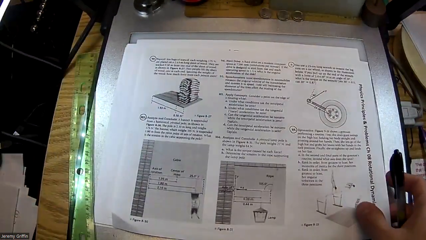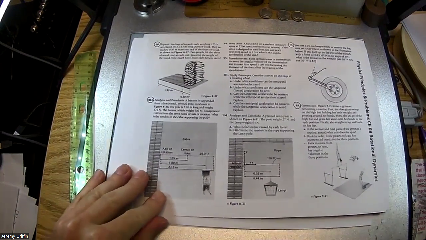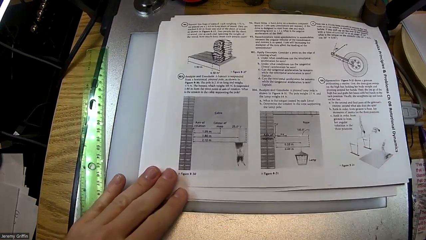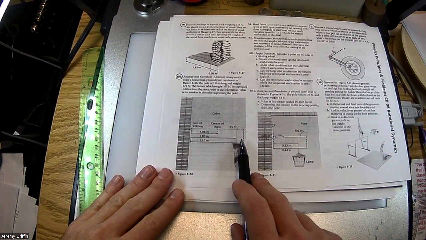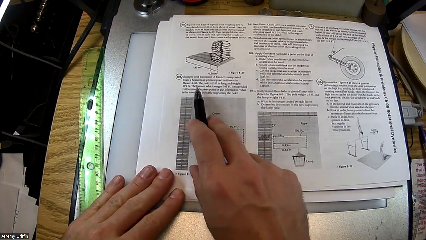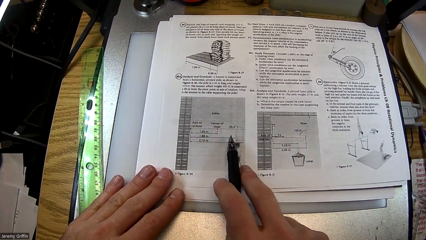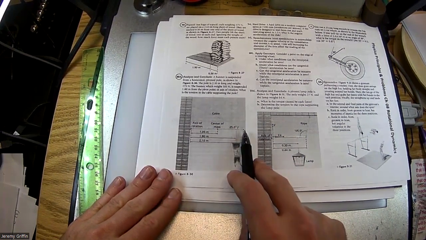Right, number 103. A banner is suspended from a horizontal pivoted pole, as shown in this figure. The pole is 2.1 meters long and weighs 175 newtons. The banner weighs 105 newtons, and it's 1.8 meters from this pivot point on the left. What is the tension of the supporting cable?